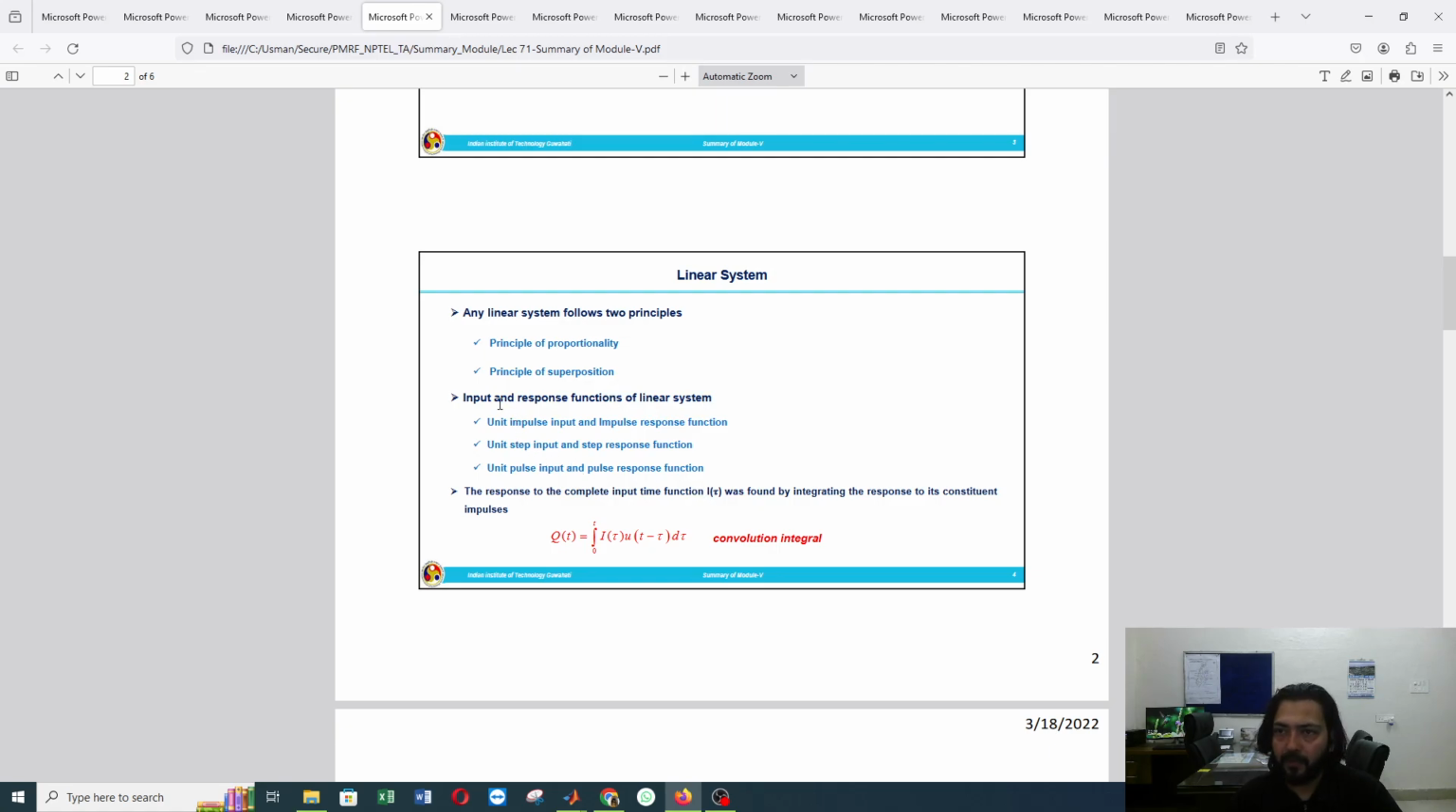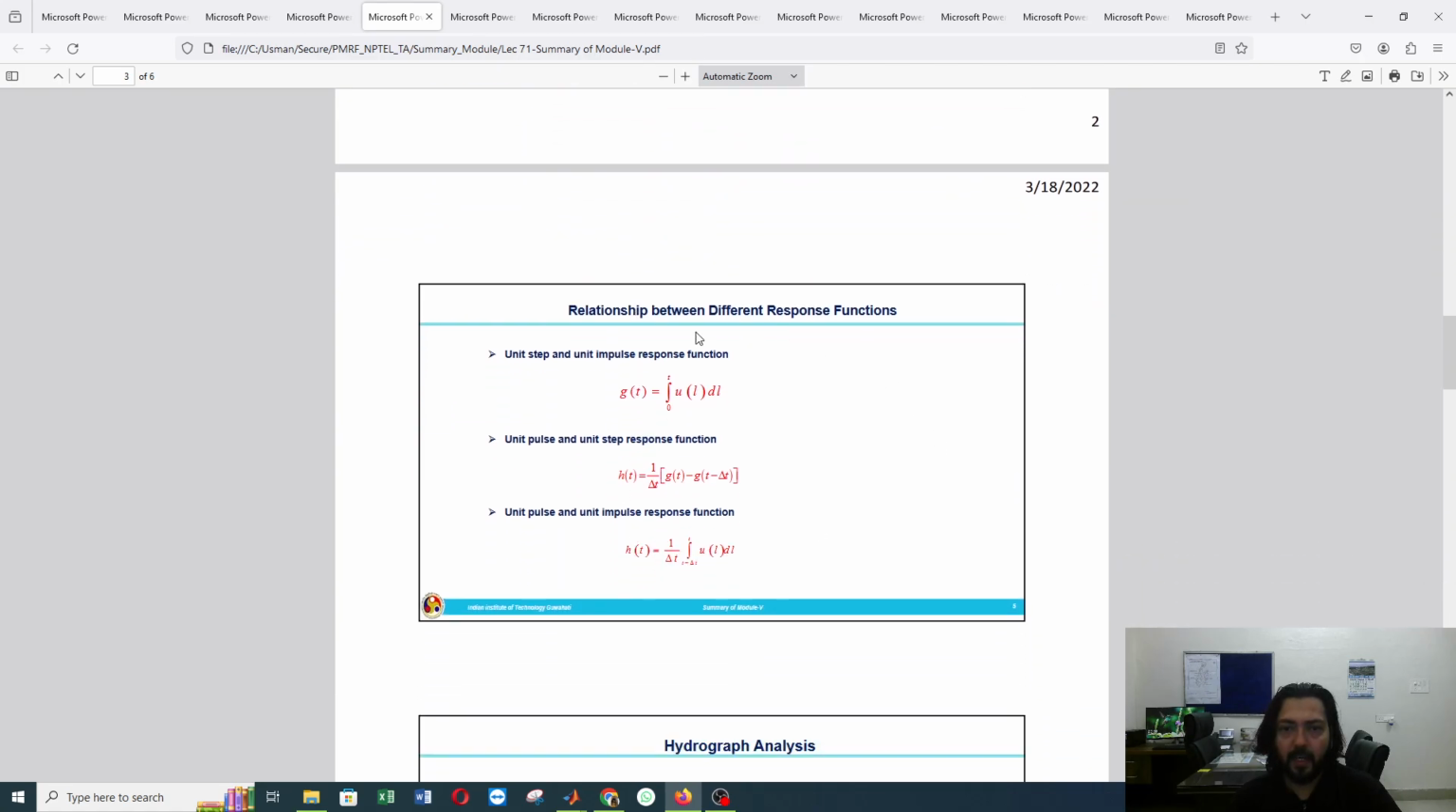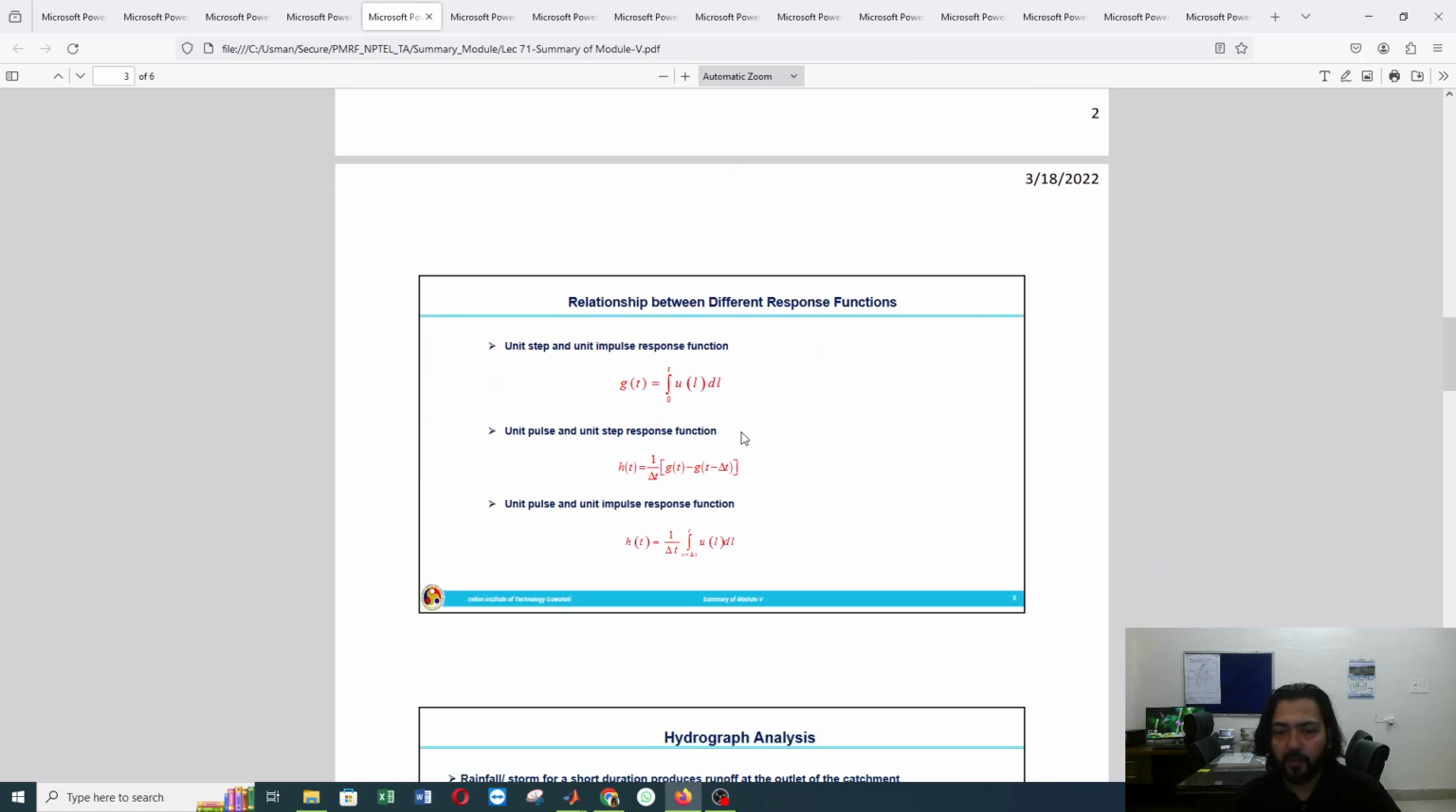Then we have learned about input and response functions of linear systems. So there are three types of input of a linear system, that is unit impulse, unit step, and unit pulse, right? And the corresponding response functions are also there. Then we have learned about this very important equation called the convolution integral equation. Then we have seen the relationship between different response functions.